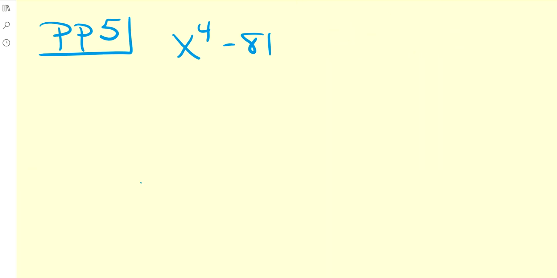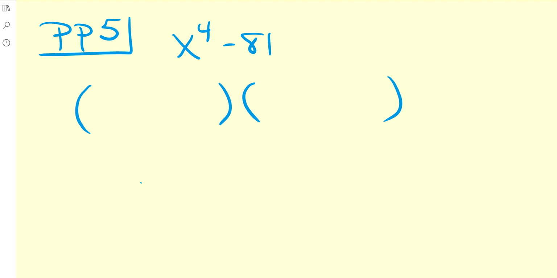All right, in practice problem 5, we've got x to the 4th minus 81. A general rule I want you to consider is whenever we have something that's raised to the 4th or higher power, then we may have a repeated factorization problem upon us. So let's think of it this way. I've got x to the 4th, which we know we could split up to be x squared times x squared. The lead coefficient here is 1, so I like to follow that rule because it works for us.